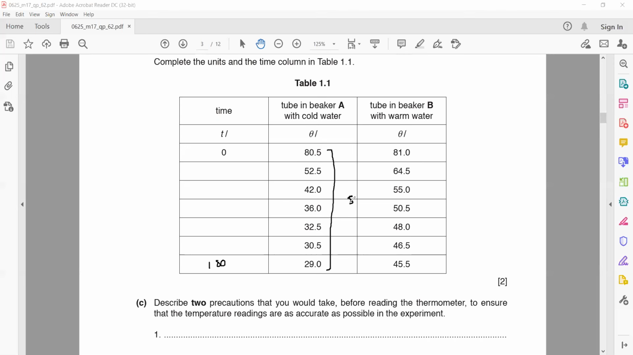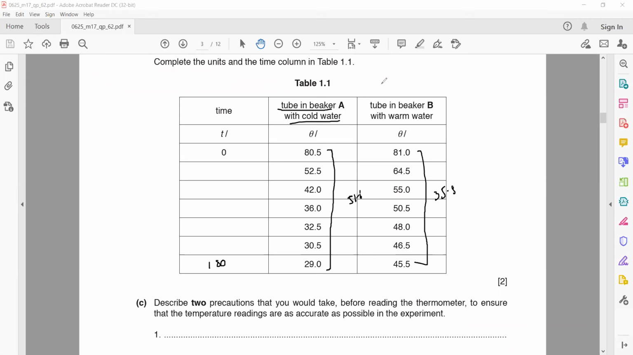That is 51.5. And what is the temperature change for the tube in beaker B, which is in warm water? The temperature difference from the beginning till the end is 35.5. So in which tube did the water cool down quickly? The tube in beaker A with cold water, or the tube in beaker B with warm water? Tube A will cool down faster, because the tube in beaker A with cold water cools down faster.